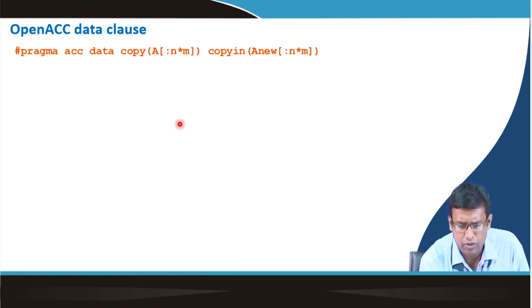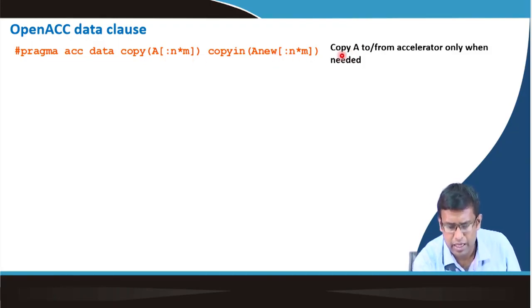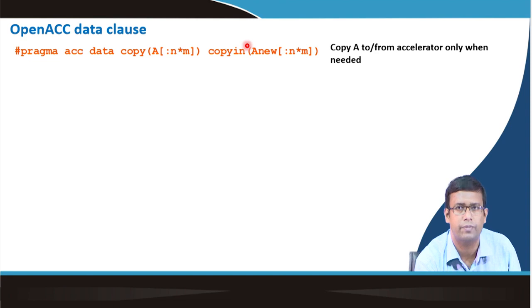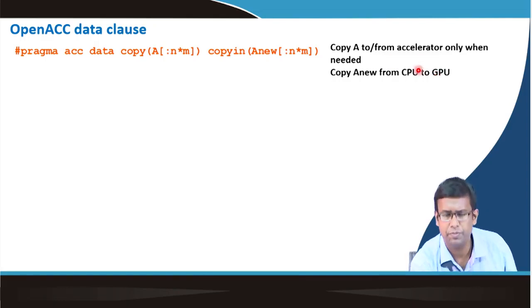The data clause in OpenACC is #pragma acc data copy(A[0:n*m]) copyin(nu[0:n*m]), where A has size n into m and nu has size n into m. That means A will be copied to the accelerator when needed and copied back from the accelerator when the part is done, and nu will only be copied from the CPU to the GPU. The GPU is the accelerator.